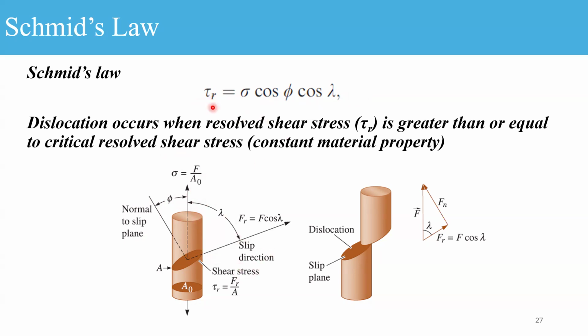And if this tau r, the resolved shear stress, is greater than the critical resolved shear stress, which is a constant material property, the material will slip and break. So this critical resolved shear stress is constant for a given material, meaning that it does not change for that material.